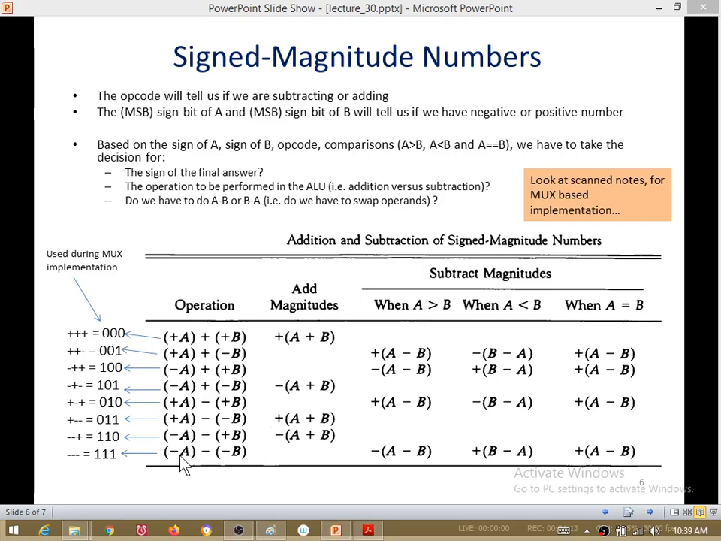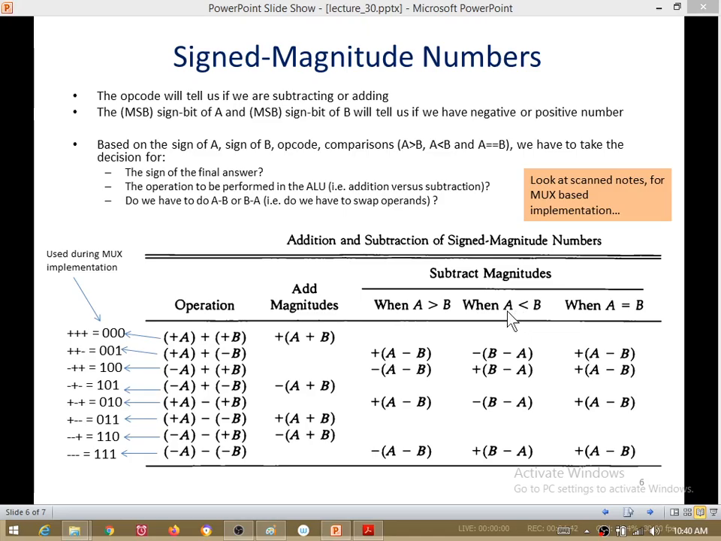So here it is saying I have to do minus A minus B. Now if A is greater than B, which means the magnitude of A is greater than the magnitude of B, then obviously I am going to simply take the magnitude of A and subtract the magnitude of B, and whatever is my answer, in front of that the sign digit I am going to put to be a 1, so that it denotes the negative answer.